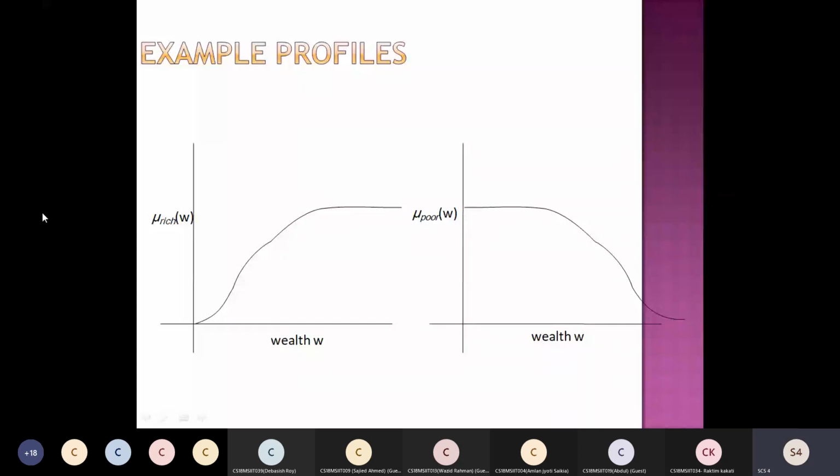Is this diagram clear to you? Yes, sir. Okay, good.